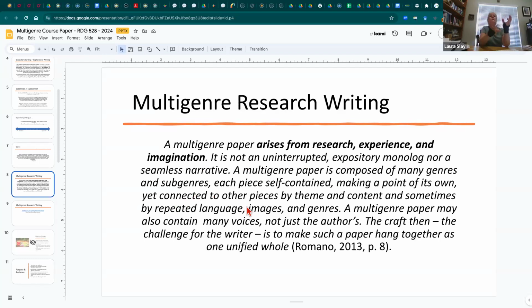Each piece is self-contained, making a point of its own, and yet connected to other pieces by a theme and content, and sometimes repeated language, images, and genre. It may contain many voices, not just the author's. It depends on who's involved in your story. And so it has to hang together as a unified whole.